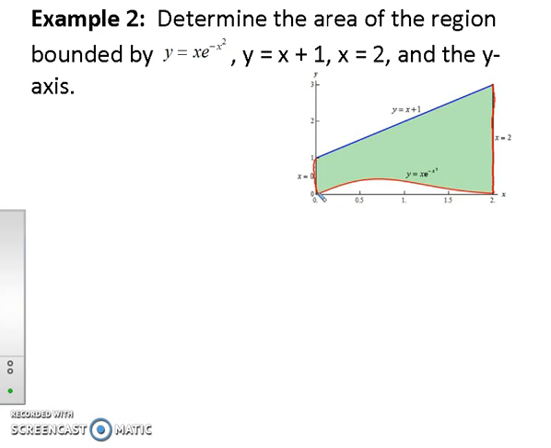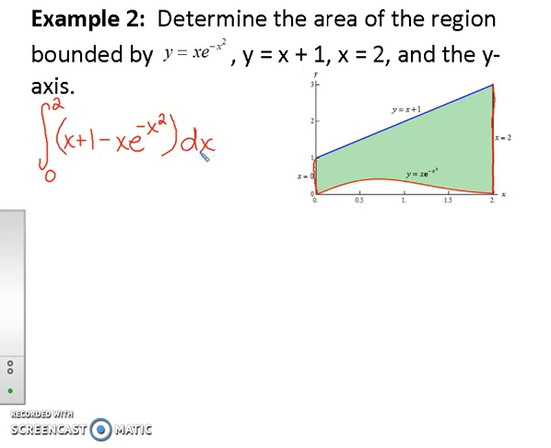Now you may think that means we have 4 things, because they gave us y equals x e to the negative x squared, y equals x plus 1, x equals 2, and the y-axis. But if you pay attention to x equals 2 and the y-axis, those 2 things are vertical. So what they're actually creating are the boundaries for my integral. So the y-axis would be the left-hand boundary. That is when x is 0. That's another name for the y-axis. And then the other one is x is 2. So then it's just a matter of farther minus closer. The x plus 1 line is farther away from the x-axis than x e to the negative x squared.